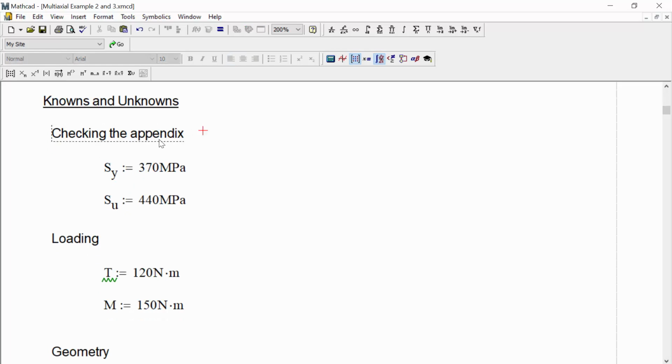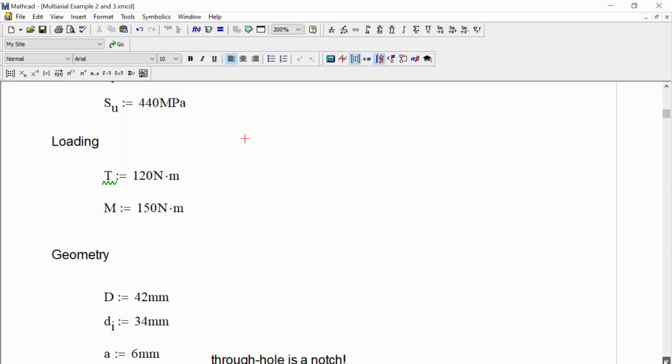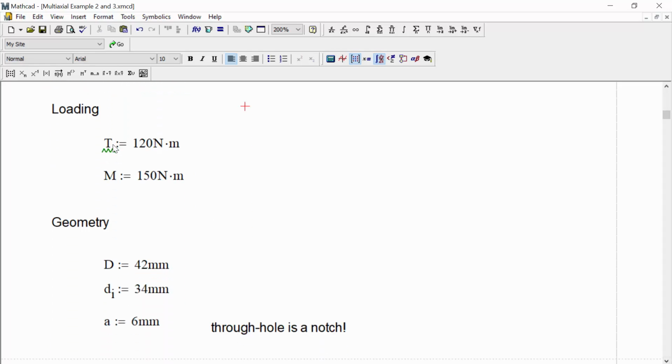If we check the appendix of our textbook, we'll be able to find the yield strength and the ultimate tensile strength for that 1018 cold drawn steel, where the yield strength is 370 megapascal and the ultimate tensile strength is 440 megapascal. In terms of the loading, let's define capital T as the torque and set that equal to 120 newton meters, and the bending moment as capital M at 150 newton meters.